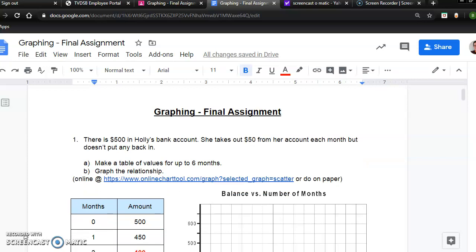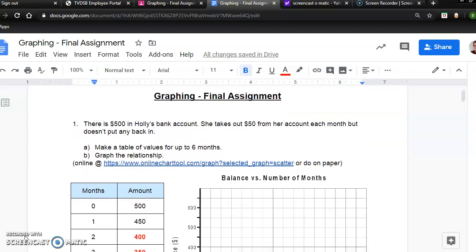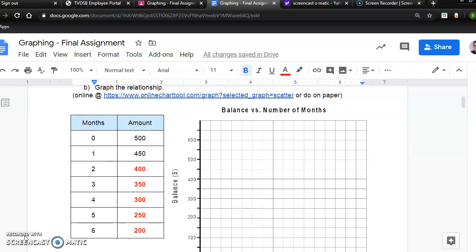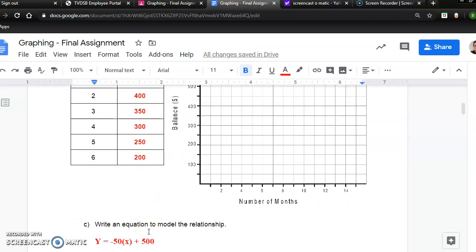Number one, there's $500 in Holly's bank account. She takes out $50 from her account each month, but doesn't put any back. Make a table of values for up to 6 months. Everyone got this question right. Pretty easy, right? Starts at 500, goes down 50 each month. You literally just go 450, 400, 350, 300, 250, 200. Simple. I'm not going to talk about that.